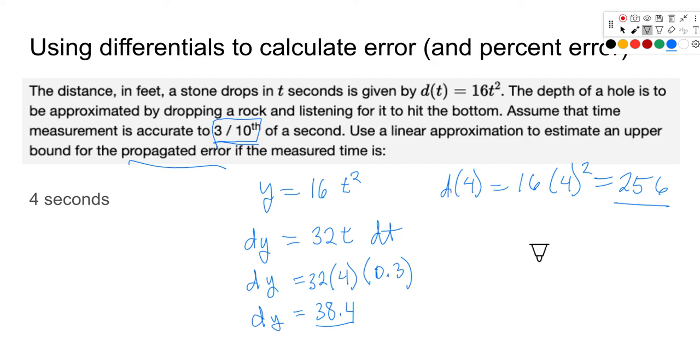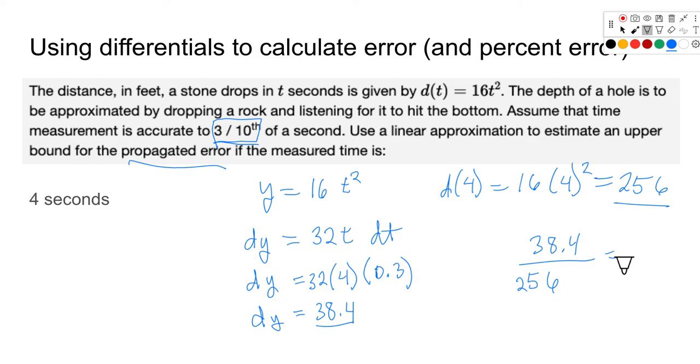Some of the problems will have you do this. So we're going to take 38.4, which is the propagated error, the error in the depth of the well because of our measurement error of time. And then this is what it was supposed to be, if we hit it right at 4 seconds, it should have been this. And this will give us a decimal. 38.4 divided by 256. It's about a 15% error.